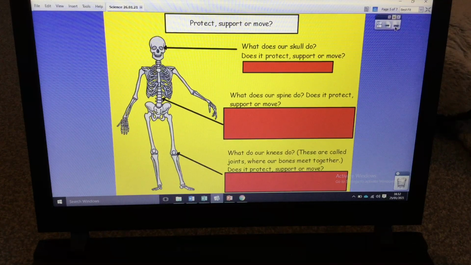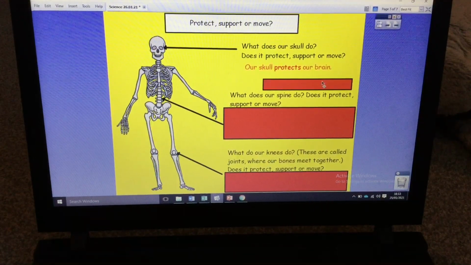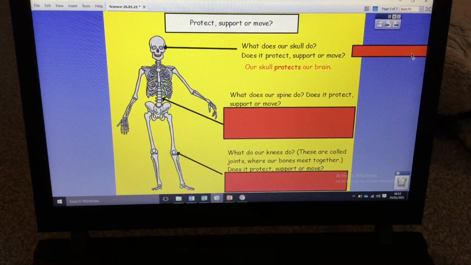So what do you think our skull does? What is the job of our skull? Is it there to protect, to support, or to move? Pause the video now and have a think. Our skull is there to protect, and our skull's job is to protect our vital organ, our brain. Our brain is very, very vital. It is important. If any damage is done to our brain, that could potentially be a life-changing impact on us.